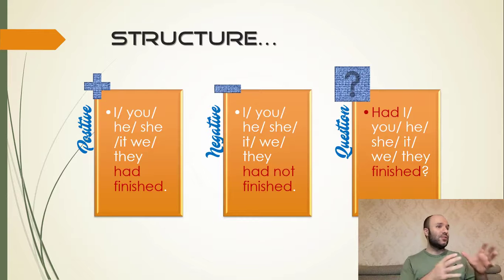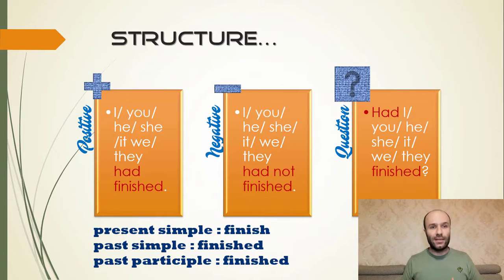So I prepared a little chart here for you to understand better. In positive form, we use something like this. I, you, he, she, it, we, they had finished. Okay, had plus verb in past participle form. Finish, the past participle form of finish is finished. Okay, the negative form: I, you, he, she, it, we, they had not finished, or hadn't.